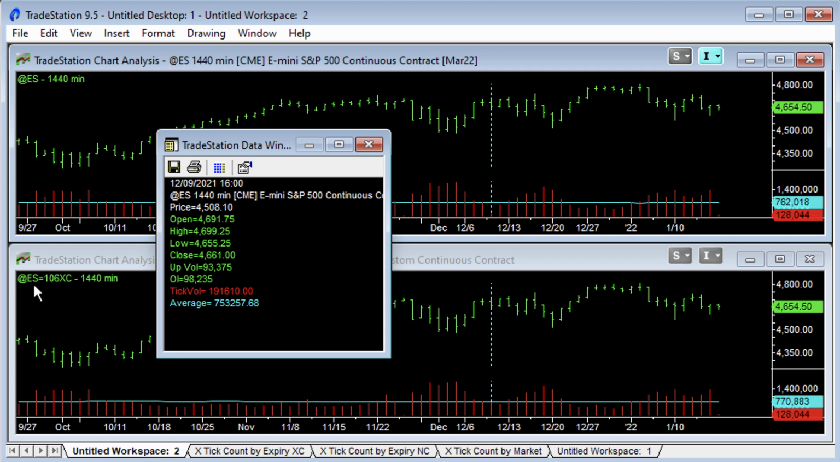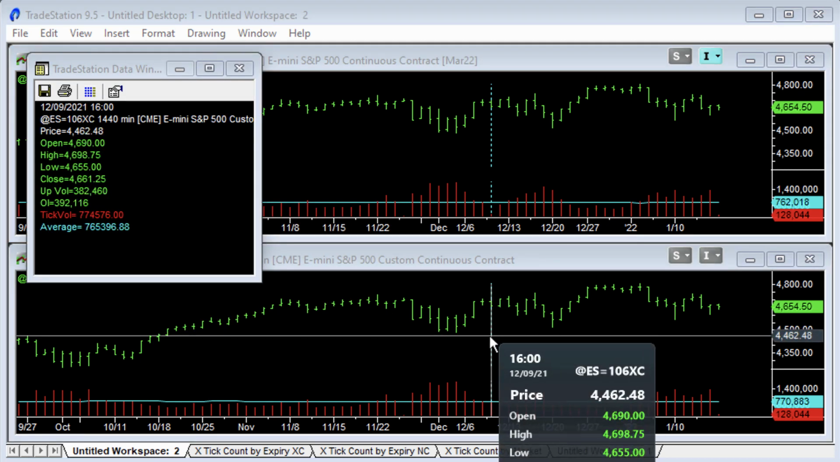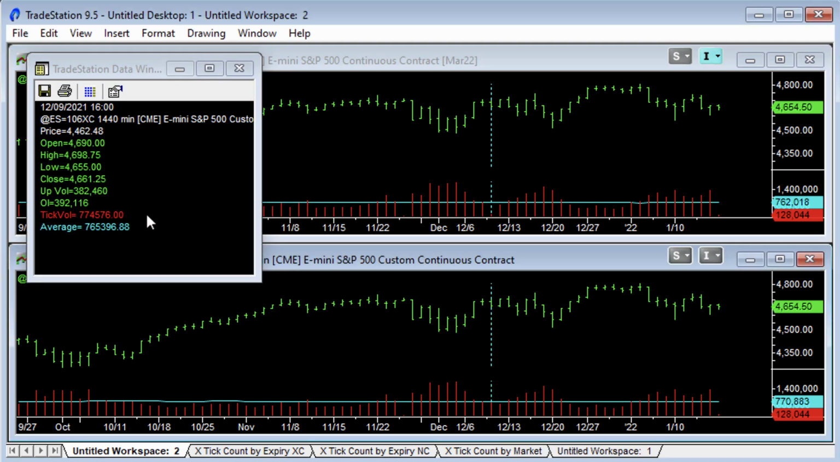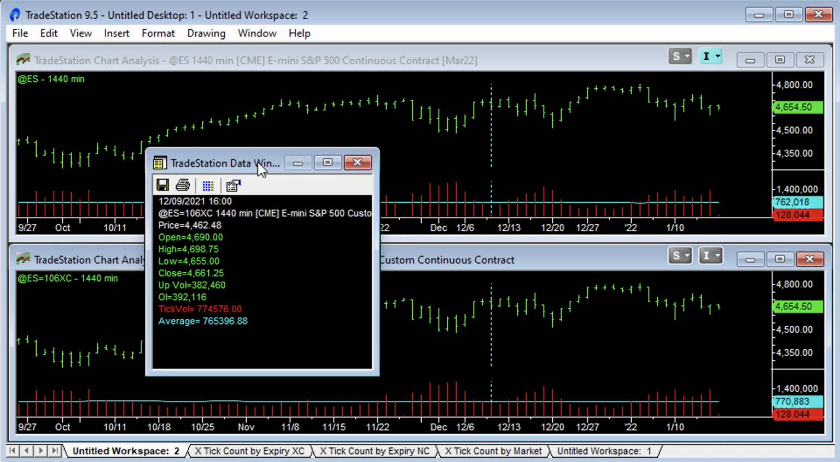So if we do that, we add these little symbols after @ES. So @ES becomes @ES=106XC. And what that means, a little bit complicated, but that means to roll the data 6 days before the expiry. The 6 is for 6 days, and the X is before the expiry of the contract. And if we do that, again looking at the same data, on this chart here, you can see we actually had 774,000 contracts traded on that date.